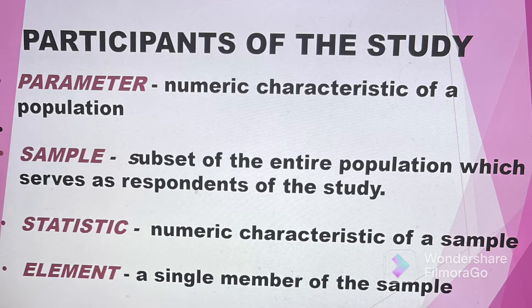And when we speak about how many, we are referring to the numerical data of the entire population. When we say there are 200,000 secondary school teachers in the entire Philippines, the 200,000 is called the parameter. So the parameter is defined as the numeric characteristic of the population.